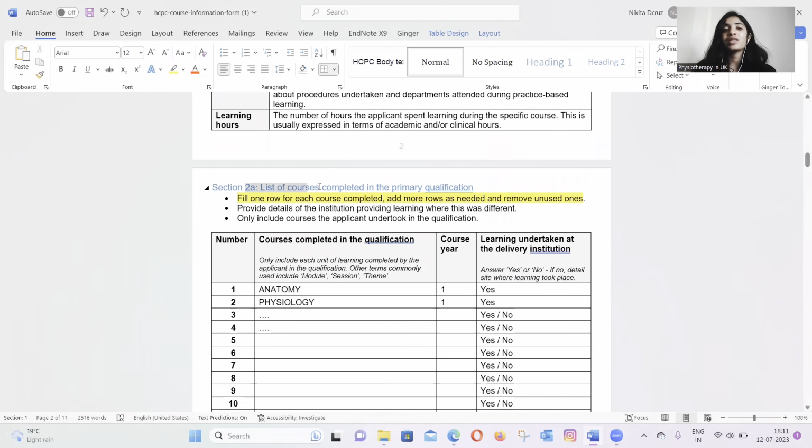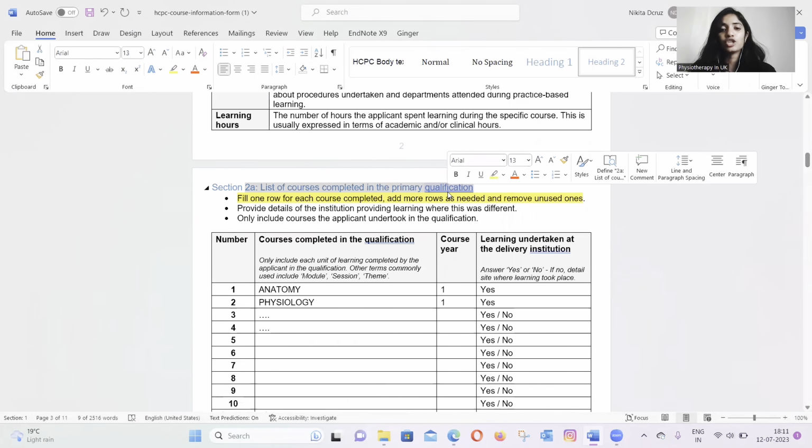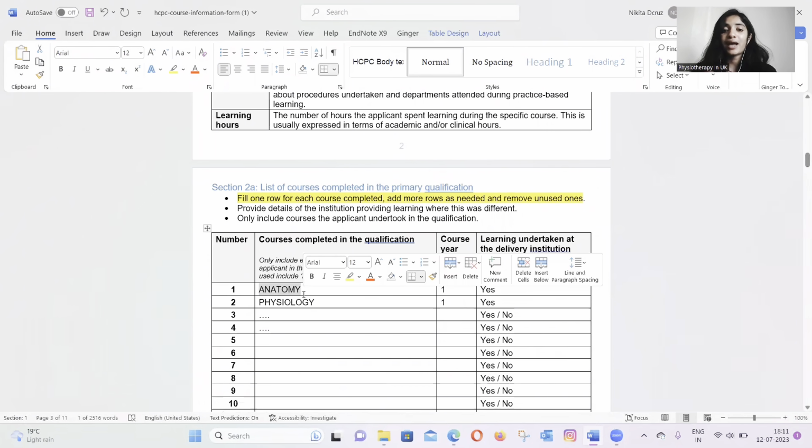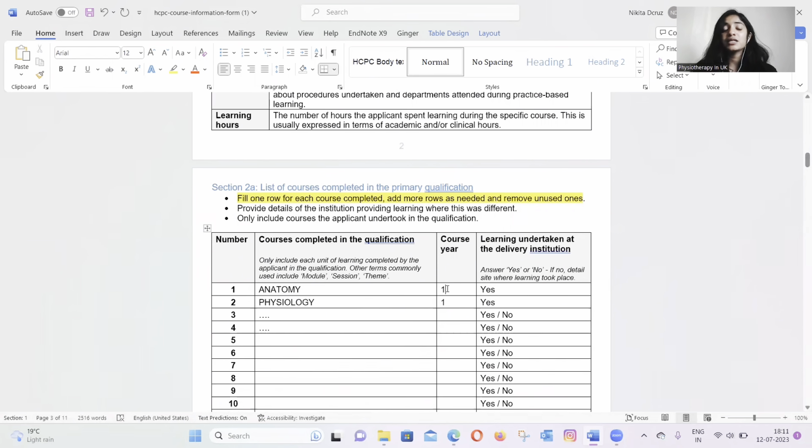Now in section 2A, they ask you to complete a list of courses completed in your qualification. So say for example, I have completed anatomy. I will write the subject anatomy over here. It is asking me for which year I completed it in. So I completed anatomy in year 1 in my bachelor's. So that's exactly what I'm going to write. And they are asking me if it was the learning that was undertaken at the delivery of the institution. And the answer to this is yes. So this is exactly how you will end up filling.